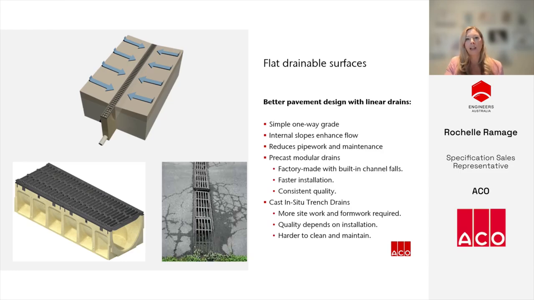A simple linear drain allows for a single, consistent fall across the pavement. You can even introduce internal slopes within the channel to move water more efficiently. This reduces pipework, it reduces maintenance, and it improves the long-term performance. There are two main types of linear drains: precast modular systems, which offer consistent quality and fast installation, and cast in situ trench drains, which rely heavily on workmanship and are harder to clean and maintain.